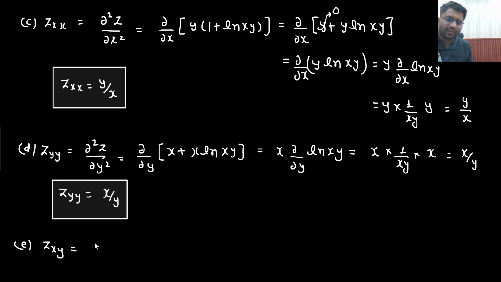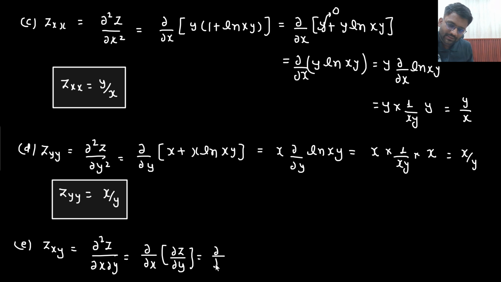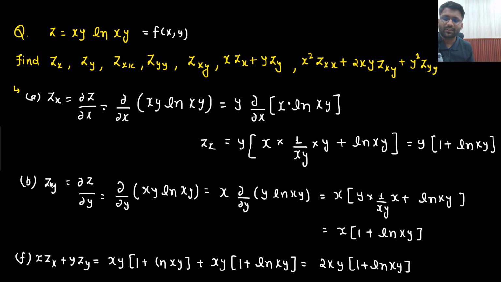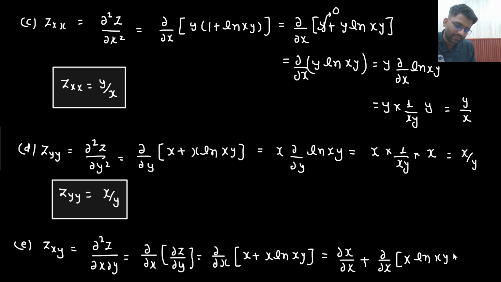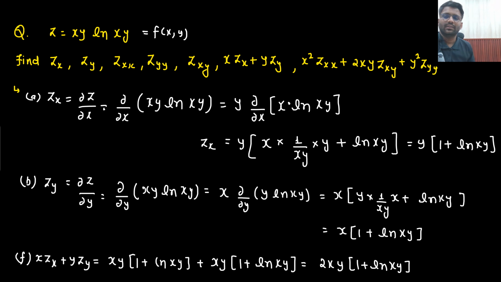What does that mean? That means del square z, del x, del y. So have we calculated del z del y already? Del z del y, that means zy, we have already calculated, which is x plus x ln xy. So now what will be the differentiation? This will be broken down in this manner: del x by del x plus del by del x of x into ln xy.